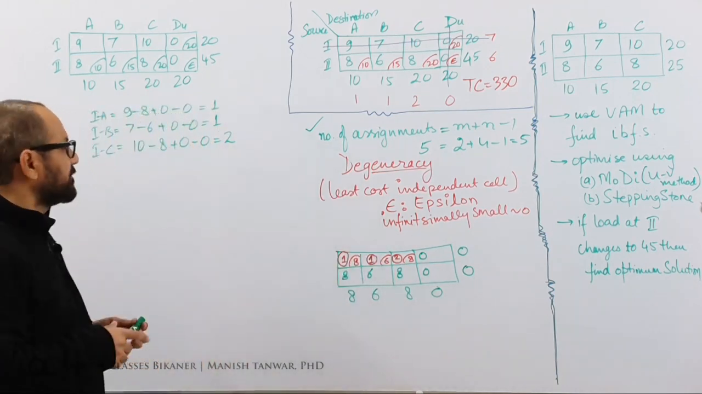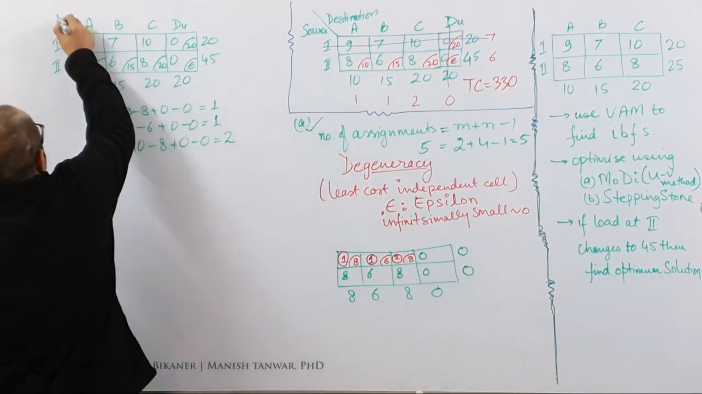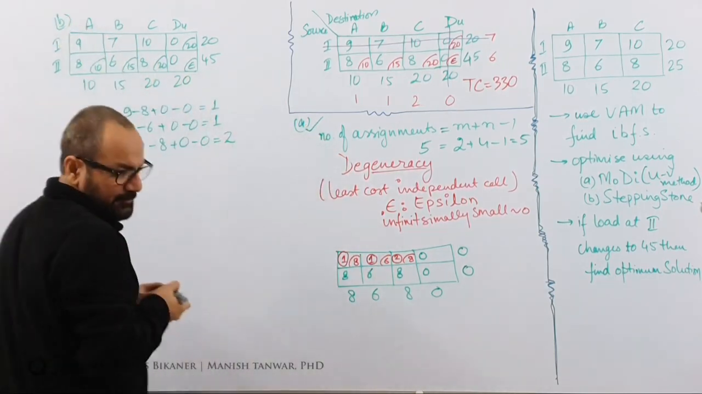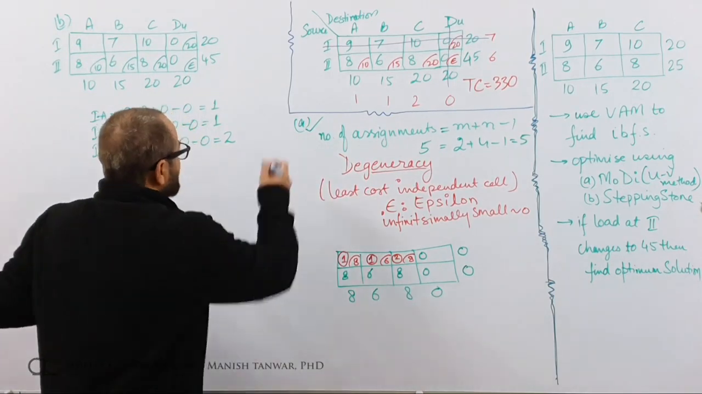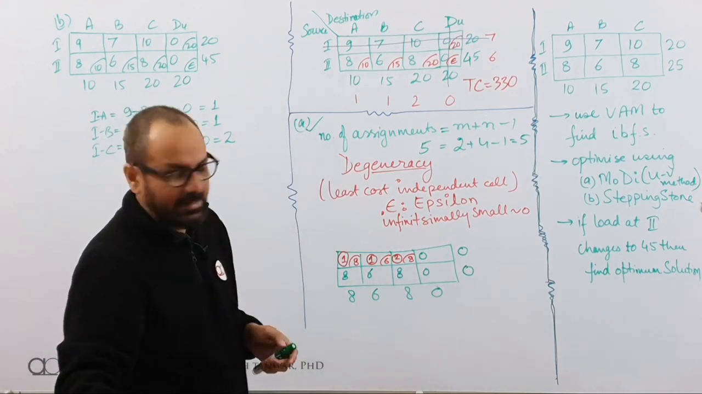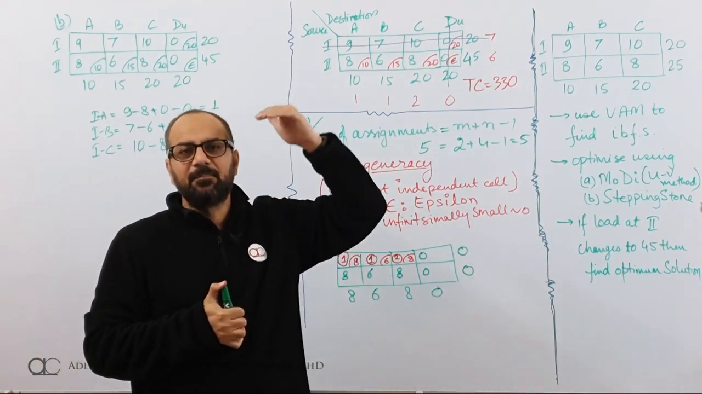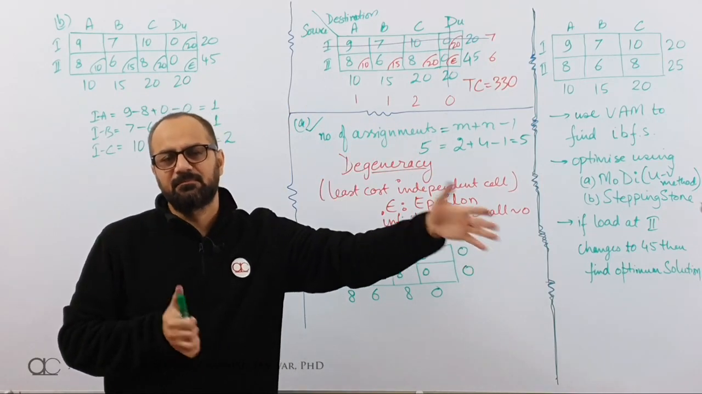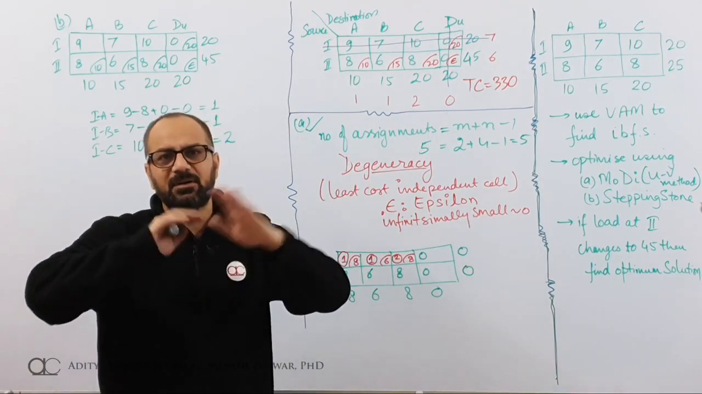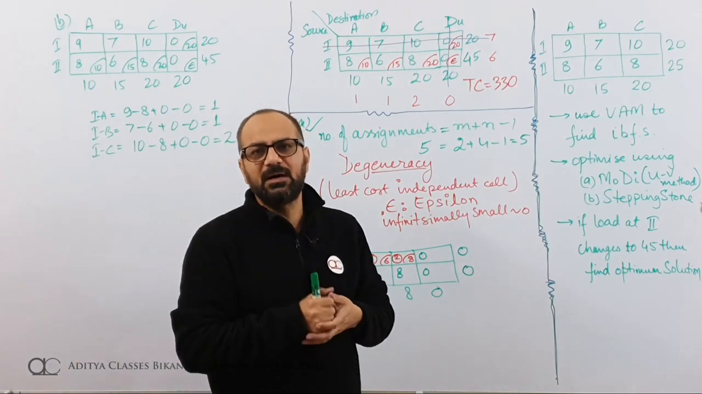So you can use either of these techniques. Both will yield you the same results. Modified distribution and stepping stone. So this was a transportation question where we had degeneracy. Degeneracy is a situation where a better solution may be possible, but with the given resources, I am not able to go there. I am not able to move to my optimum solution.